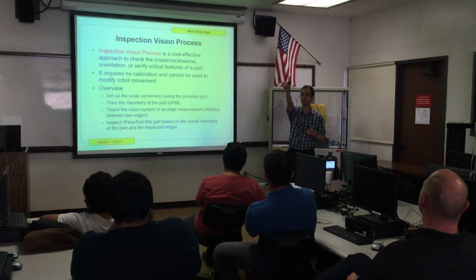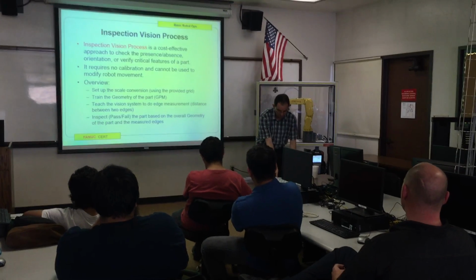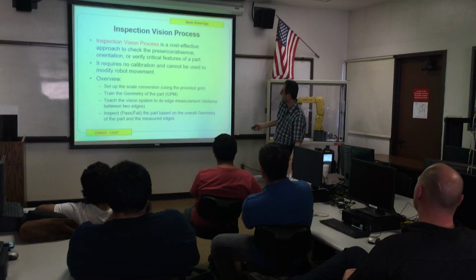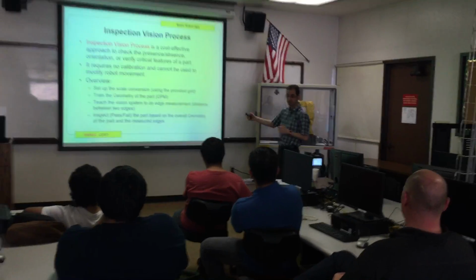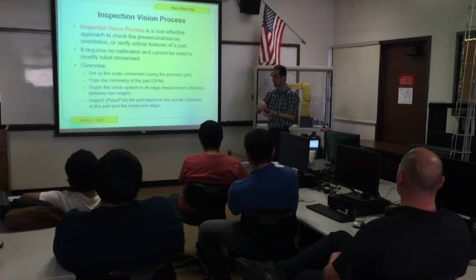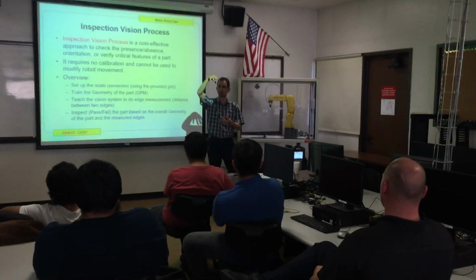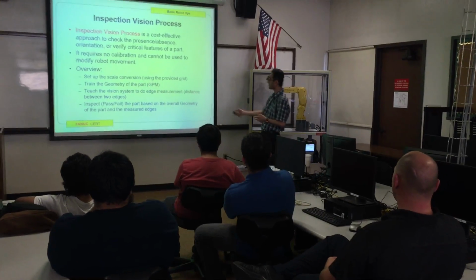So can you tell me what's the first step to do? Scale. Scale, right? How do we do that? Using this grid. Now, what's the next step? Geometric pattern match, right? To teach the geometry of the part that you want to inspect, because the camera has to be trained to look for certain features on the part, the geometry of the part.